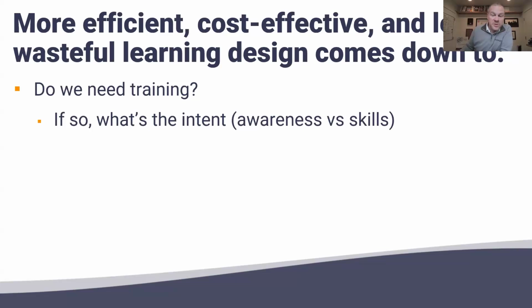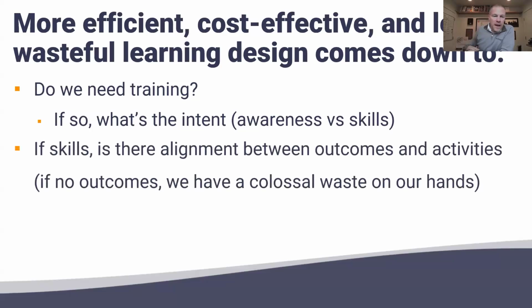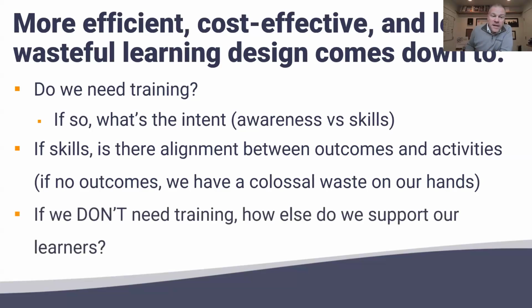But skill building is really where training thrives, right? Another element to more efficient, cost-effective, and less wasteful training comes down to, if it's about skills, is there alignment between the outcomes and activities? We're going to talk about this in a little bit. And then if we don't need training, how else do we support our learners?